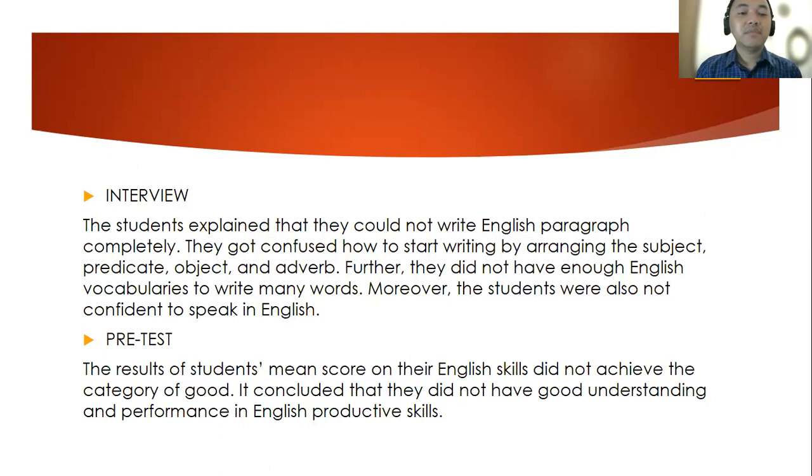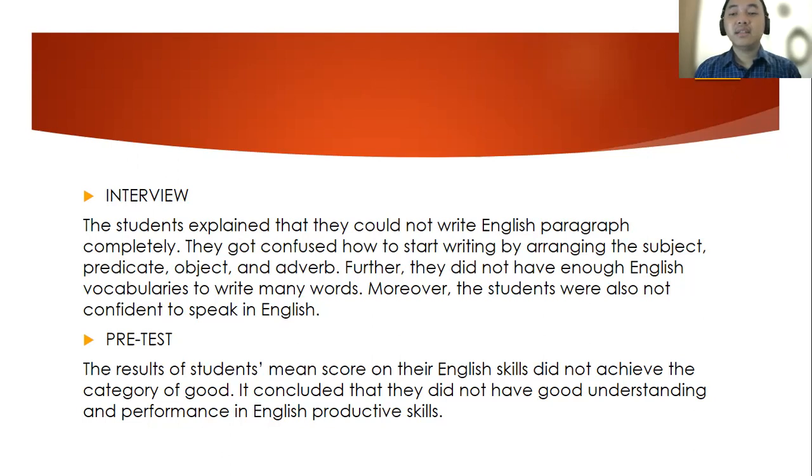And then for the result of the interview, the students explained that they could not write an English paragraph completely. It means that they could not complete writing the paragraph in English text. They got confused how to start writing by arranging the subject, predicate, object, and adverb. Further, they did not have enough English vocabulary to write many words. Moreover, the students were also not confident to speak in English. It is similar to the result of the questionnaire: in this interview session, the students explained their obstacles and difficulties during the teaching and learning process of English.